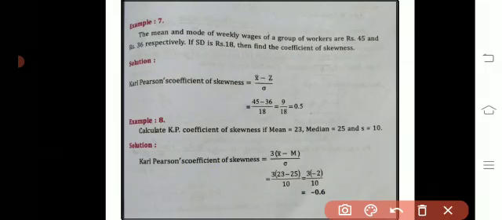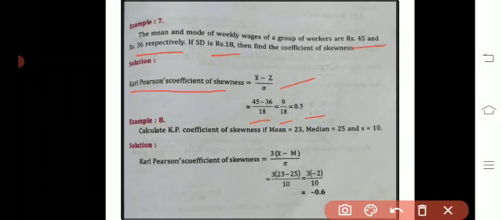Then we'll see one more question. The mean and mode of weekly wages of a group of workers are rupees 45 and rupees 36 respectively. If the standard deviation is rupees 18, then find the coefficient of skewness. Here mean, mode and standard deviation are given, so we have to use Karl Pearson's coefficient of skewness formula, that is x bar, the mean, minus z, the mode, upon sigma, the standard deviation. By putting all the given values, you will get 45 minus 36 divided by 18. Simplifying, you will get 9 by 18, that is 0.5. So Karl Pearson's coefficient of skewness is 0.5. You may expect this example for 2 marks.